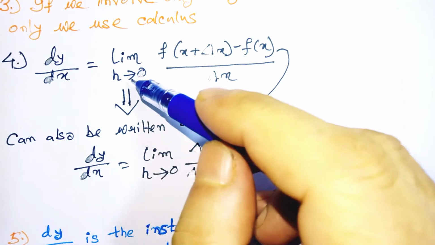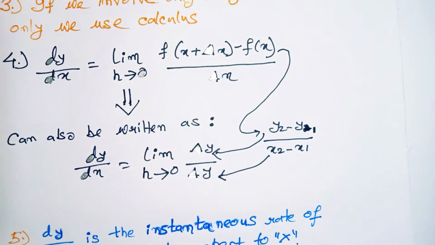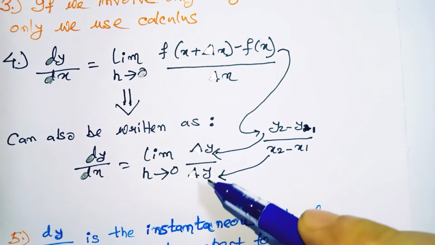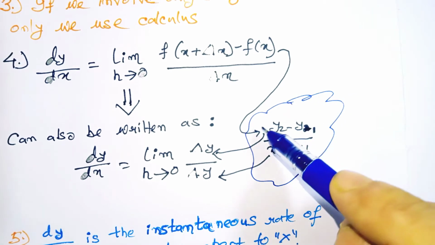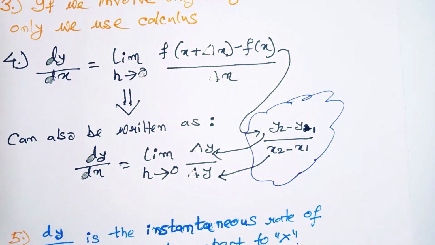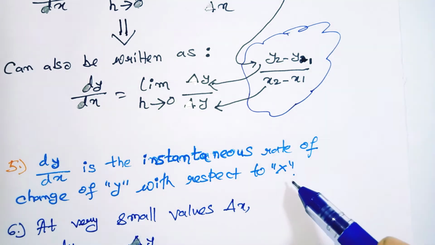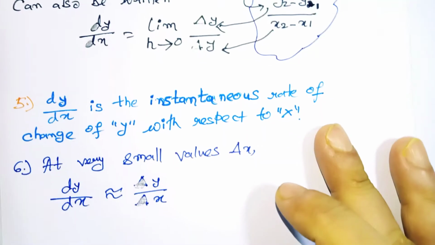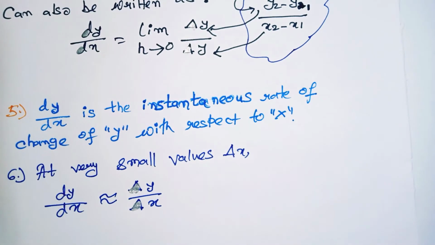dy by dx, the limit of h moving towards 0 of this expression, can also be written as dy by dx equals the limit of h moving towards 0 of delta y by delta x. Why? Because y2 minus y1 is a change in y, and x2 minus x1 is a change in x, so we use this delta sign for that. dy by dx is the instantaneous rate of change with respect to x. And at very small values, this is important, dy by dx more or less becomes equal to delta y by delta x.